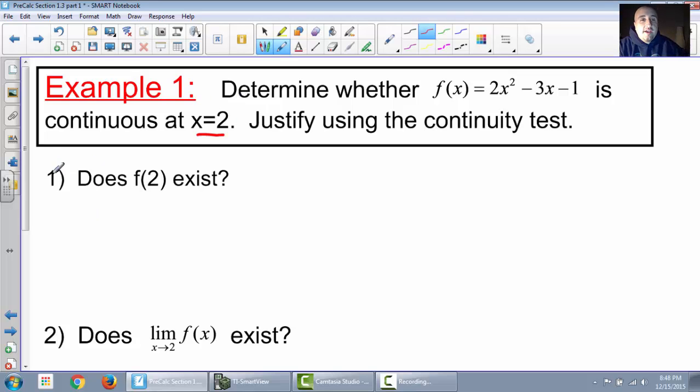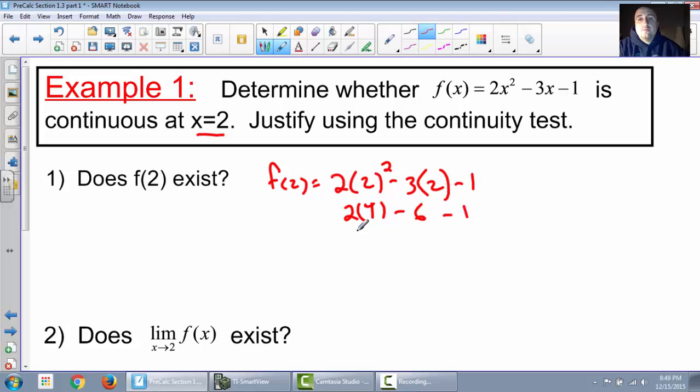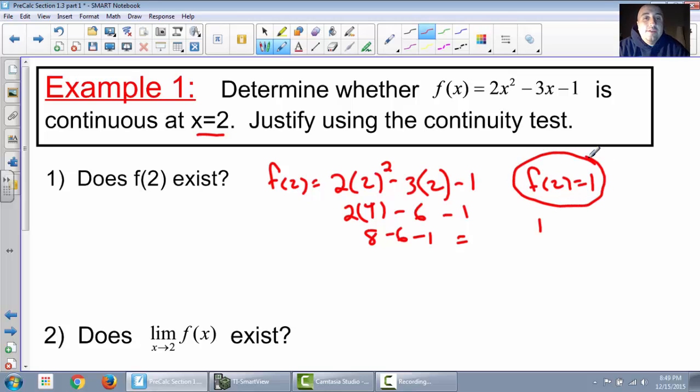Okay, so part 1 of the test is, does f of 2 exist? So if I plug in 2, does it work? So 2 times 2 squared minus 3 times 2 minus 1. All I do is plug in 2 for x. So this would be 4 times 2 minus 6 minus 1. So 8 minus 6 minus 1: 8 minus 6 is 2, 2 minus 1 is 1. So f of 2 is equal to 1. We're going to keep that in the back of our mind. So it passed part 1. f of 2 is equal to 1. It has an answer, so it does exist.